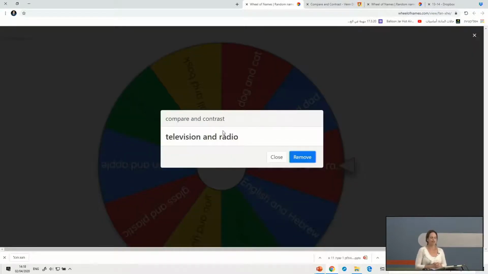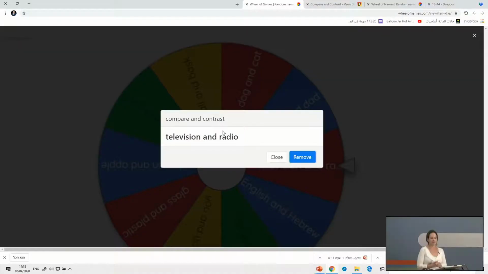Compare and contrast television and radio. All right, let's do this and let's use our vocabulary that we learned. So, televisions and radios both make sounds. Okay, how are they different? From a television, you can see a picture, you can see people, and with a radio, you can only hear. So that's also how they're different.